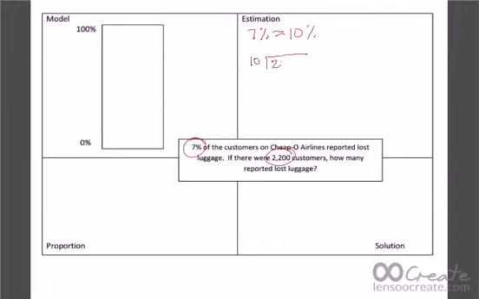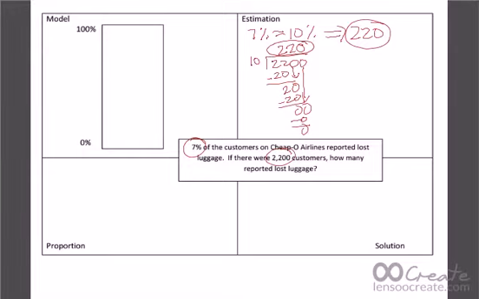10 into 2,200. All right, so 10 can go into 22 two times. 2 times 10 is 20. 22 minus 20 is 2. Bring down a 0, and now I have 20. 10 goes into 20 two times. 2 times 10 is 20. Gives me a 0. Bring down my last 0. 10 goes into 0 0 times. 0 times 10 is 0, and I'm done. So 10% is 220. So I should get an answer less than 220.